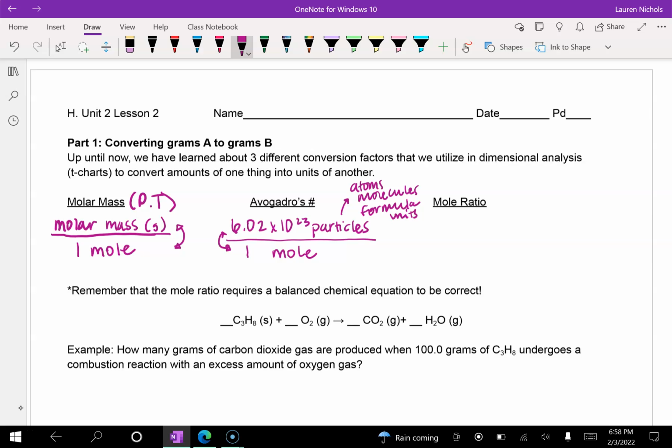The new one we learned about is mole ratio. Now remember, mole ratio comes from the balanced chemical equation. So if you don't have a balanced chemical equation, then you can't find the mole ratio. And so it requires your coefficient in moles of whatever chemical you have, so we'll just call it chemical A, over the coefficient, which is our moles of chemical B. And our coefficient comes from our balanced chemical equation.